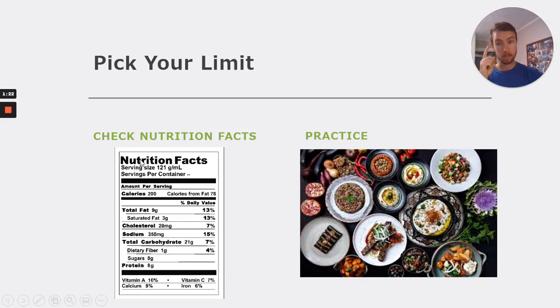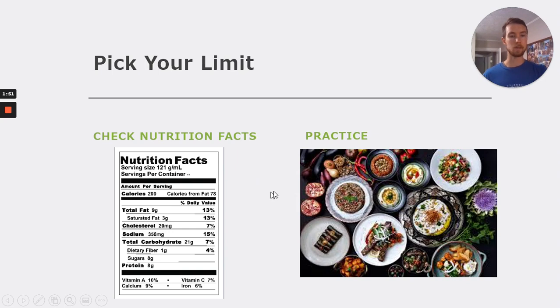So you need to make sure that you're checking the nutrition facts if you're tracking calories, because that's where you find your calories. And also, you need to practice. Because if you go out to dinner or something like that, go to a friend's house, whatever, and this is what you see, well, holy cow, how the heck do you even track that? Practice.